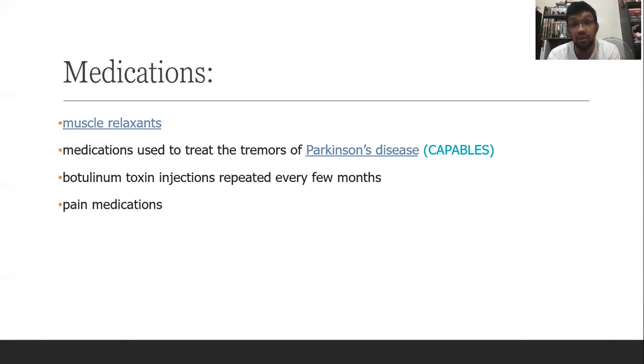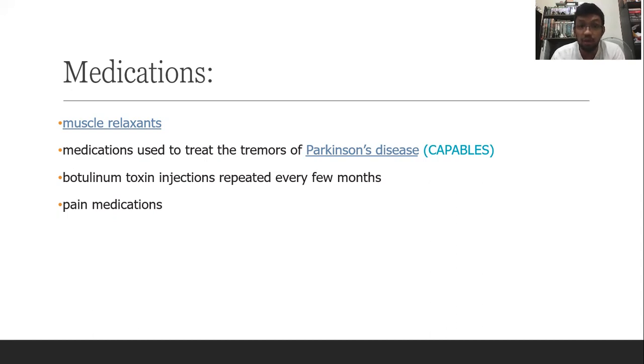It can also be used to treat tremors in Parkinson's disease. So that's Benadryl. Letter L, levodopa. Letter E is entacapone. And letter S is Sinemet. So those are the CAPABLES. Drugs that are used to treat Parkinson's disease that can also be used to treat wry neck.